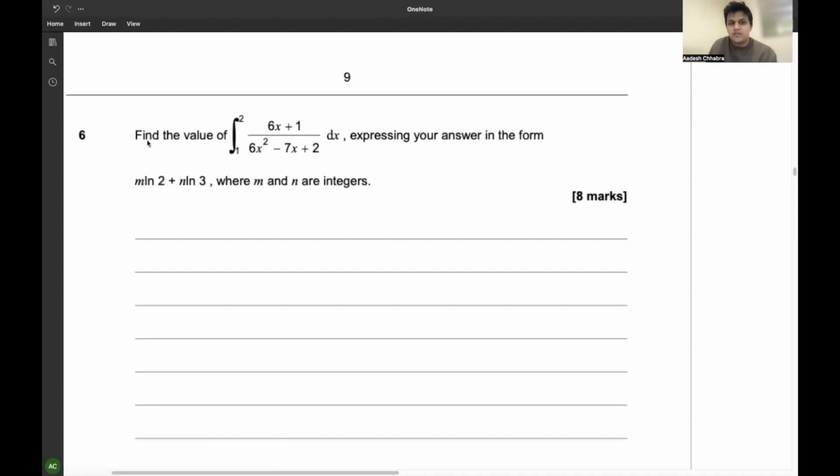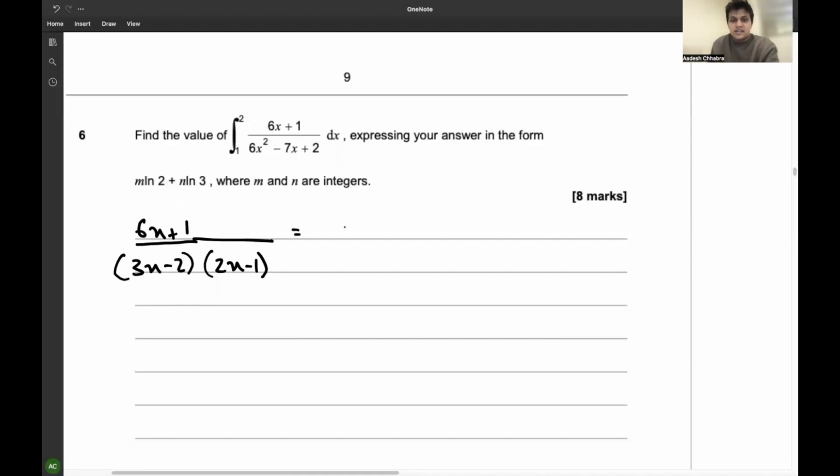So for question 6, we've been asked to find the value of this integral, expressing our answer in the form of m ln 2 plus n ln 3, where m and n are integers. Now, just looking at this equation, we know that we can split this into 2 partial fractions. So to do that, we have to factorize the denominator. And to do that, just put this into your calculator, and you should find that this equation, 6x plus 1 upon, turns into 6x plus 1 upon 3x minus 2 times 2x minus 1. So that's this equation factorized.